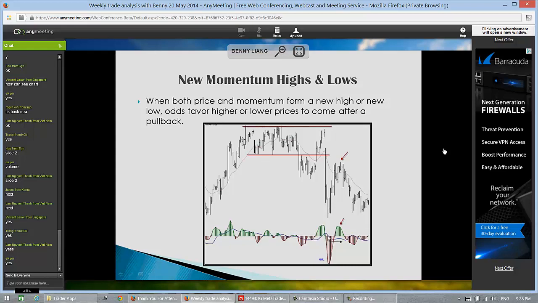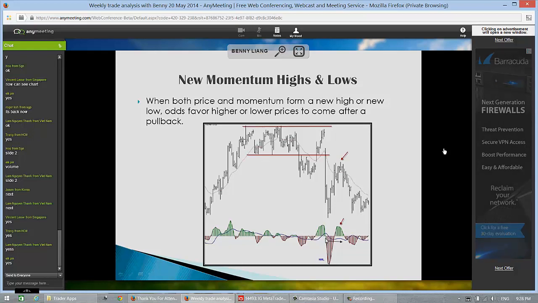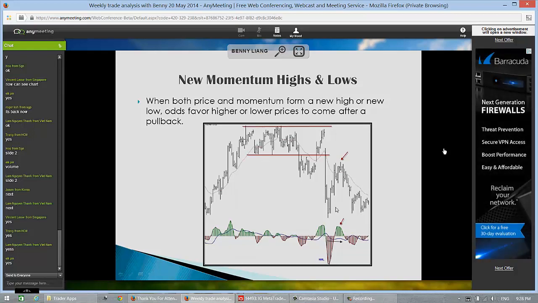For us to sell, remember just now I said we need the red line, the slow line, to stay below the zero line, and if we have a downward curve, it's even better, while the fast line starts to pull back towards the zero line or above the zero line. So when we see this kind of setup, the market dropped, price drops, 310 drops, both create a new momentum low.